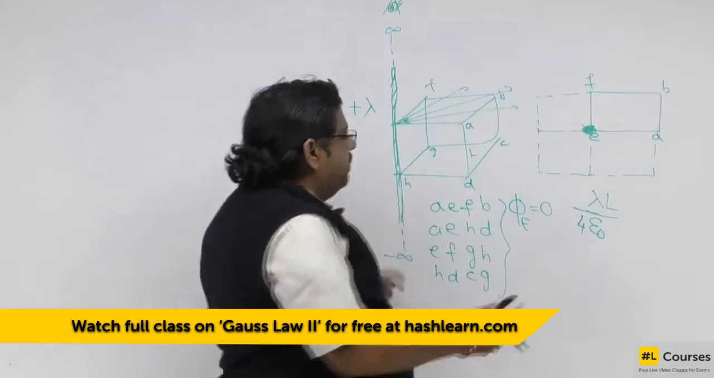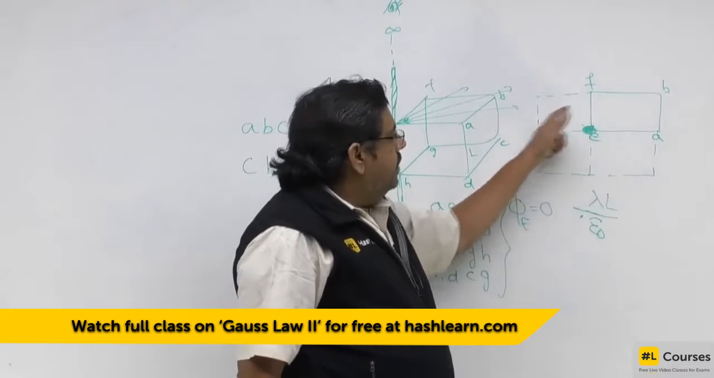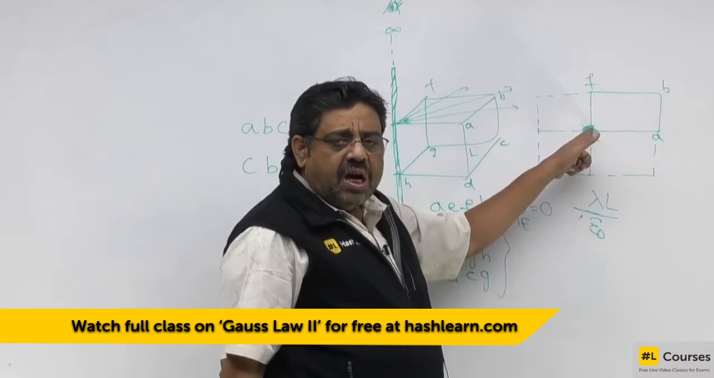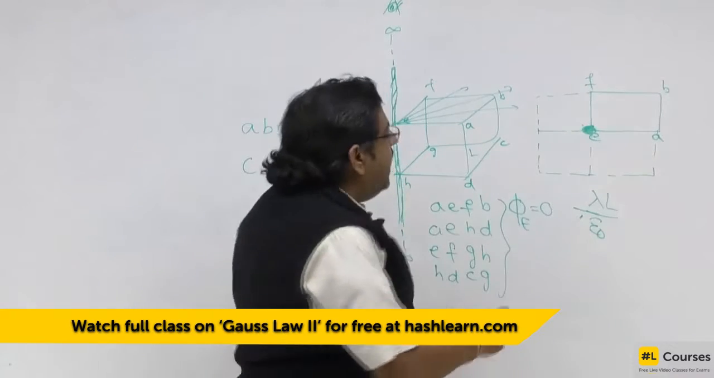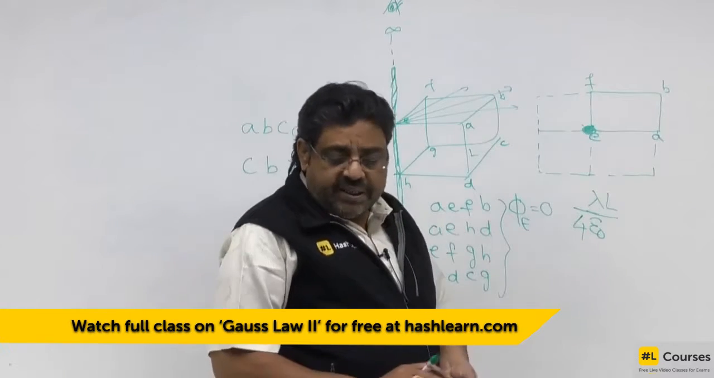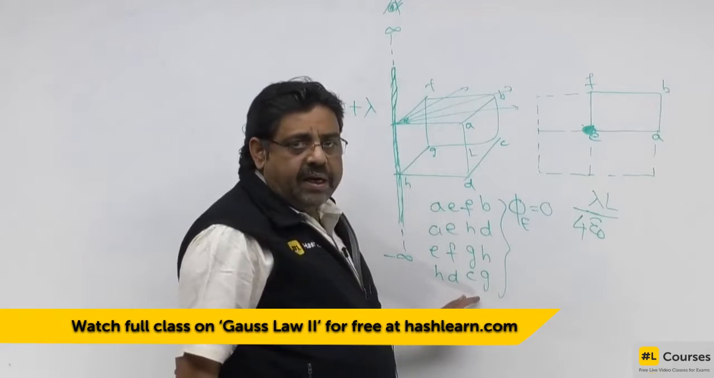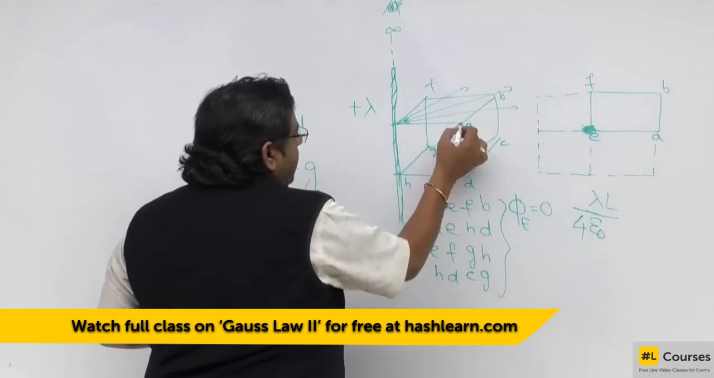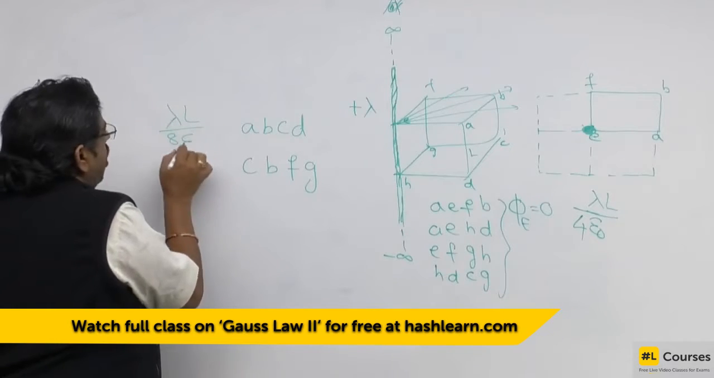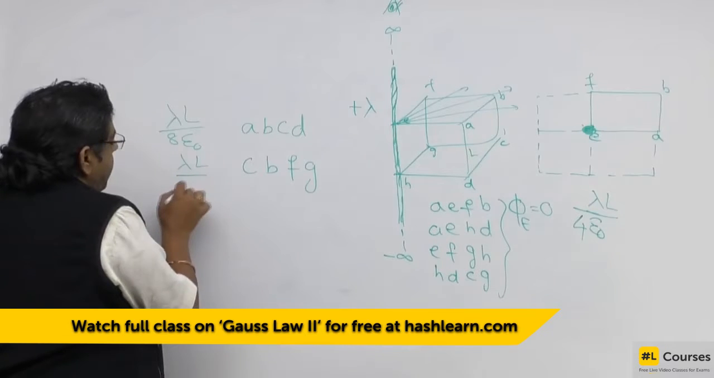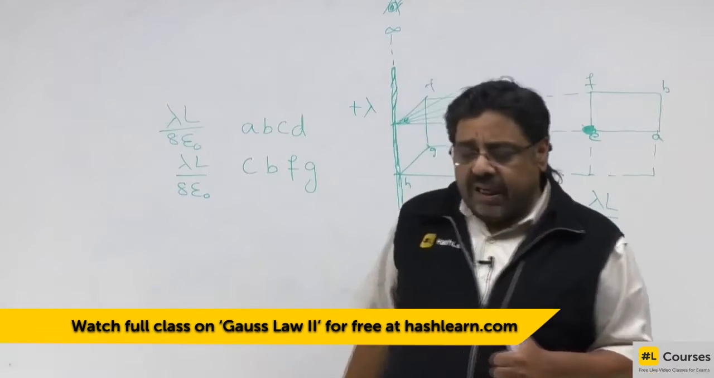I again tell you, if I look from the top, it appears like this, and I imagine three more cubes beside it. The flux because of the length L inside four cubes is Q inside by epsilon naught, which is lambda L by epsilon naught. So, through one cube it will be lambda L by 4 epsilon naught. This is the total flux through this cube, and the flux through the four parallel faces is 0 already. From symmetry, it is equally shared by the two remaining faces. So, through the ABCD surface it is half of that, lambda L by 8 epsilon naught. Through CBFG, it is also lambda L by 8 epsilon naught. So, these are the respective fluxes through all the sides of the cube.